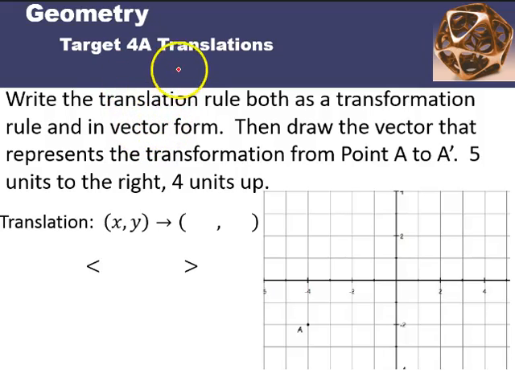Okay, this is Target 4A translations. So we have to write the translation rule both as a transformation rule and in vector form. And then we also have to draw the vector. Okay, so let's write the rules down.